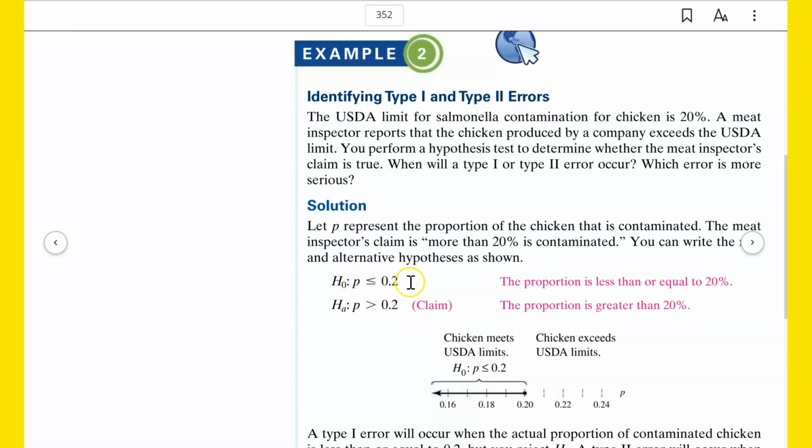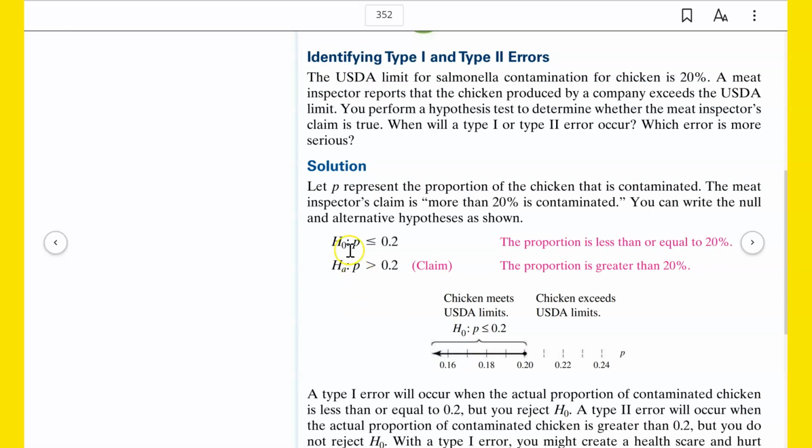And so the more serious error, seems to me, would be the type 2 error, to say that we fail to reject this H0, right? P is less than or equal to 0.2. It means that chicken is okay. And we fail to reject that possibility that the chicken is okay. We say, okay, it could be. The chicken might be okay. That's a more serious error because it's going to introduce contaminated chicken into the population, which is going to make people sick or worse.